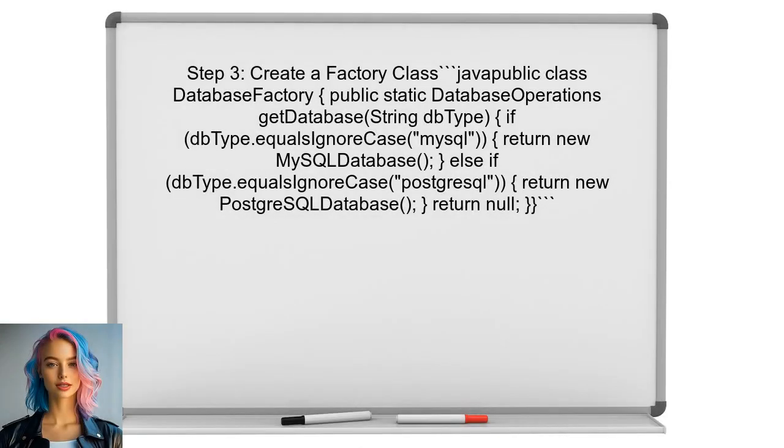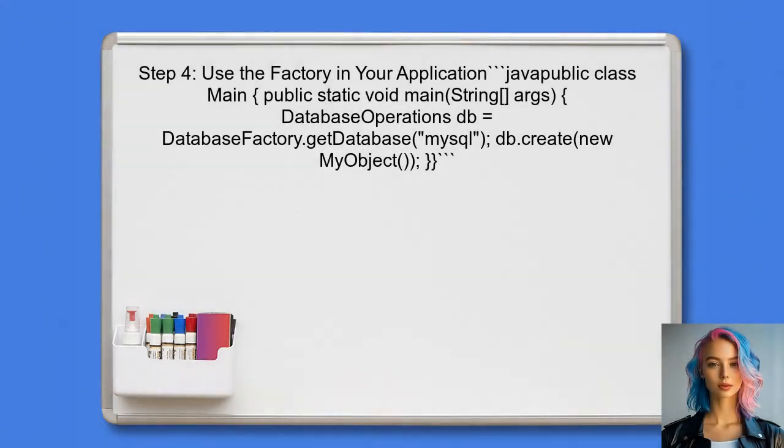After implementing the specific classes, the user should create a factory class that will return the appropriate database implementation based on the user's configuration or input. This allows for dynamic selection of the database type at runtime. Finally, the user can utilize the factory class in their application to perform database operations without worrying about the underlying database type. This promotes database independence and simplifies the code.